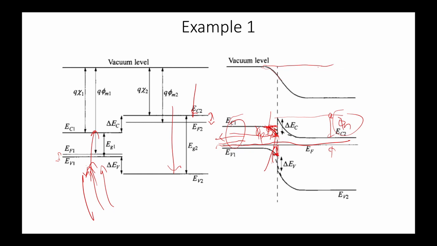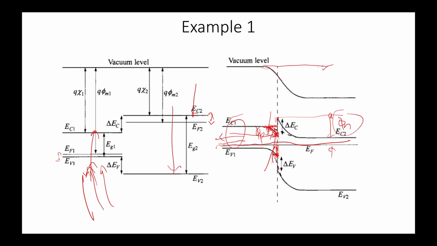If there is a discontinuity in the vacuum level, then the energy of the electron is infinite at that point. We already discussed this when we were discussing the metal-semiconductor junction, the Schottky junction. There cannot be any discontinuity in the vacuum level, although discontinuity is there in the conduction band and the valence band.